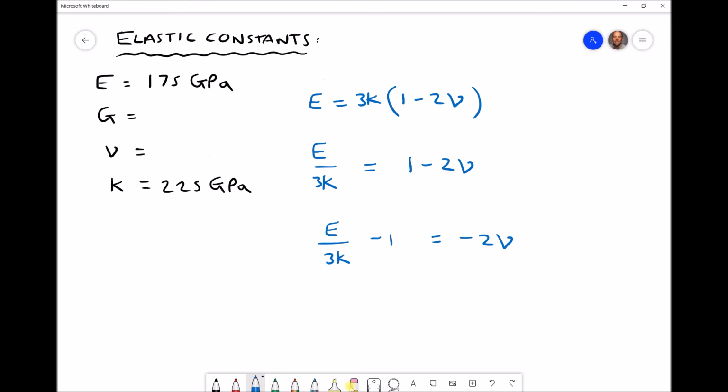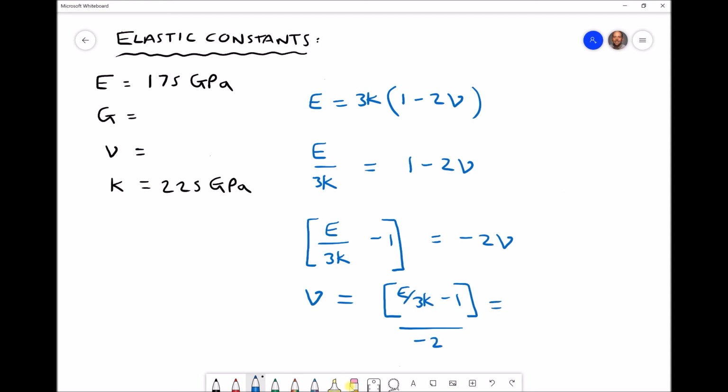Now there are a number of different ways of setting this next step out, but I'm going to put this term on the left hand side in a square bracket, because then all I need to do to get my Poisson's ratio on its own is divide each side by minus 2. So we end up with a fraction where we have E over 3k minus 1 on the top and minus 2 on the bottom.